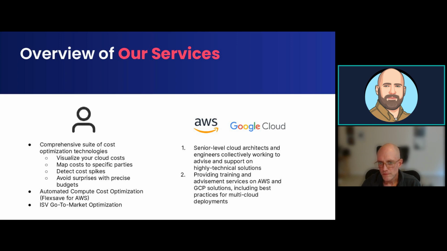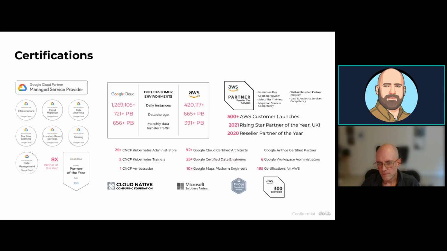And then next, I want to mention we have a compute cost optimization platform called FlexSave, which exists on AWS, that essentially allows you to have CUDs, but on a monthly basis. And it's a very popular system of ours that we provide to all of our customers. And lastly, we have an ISV go-to-market optimization platform for both AWS and GCP.